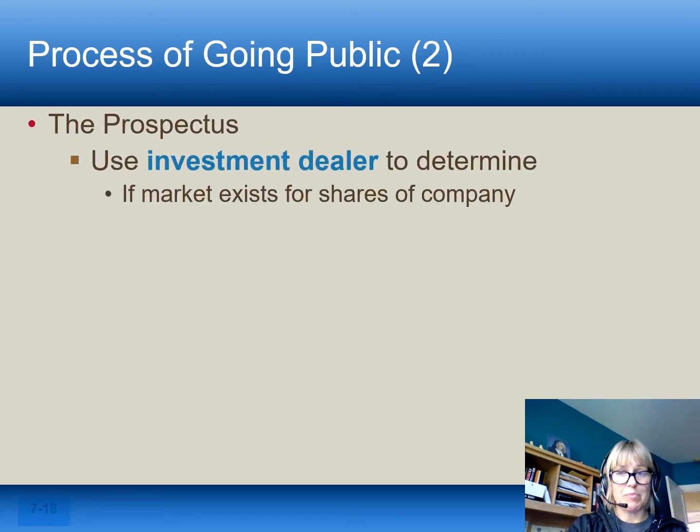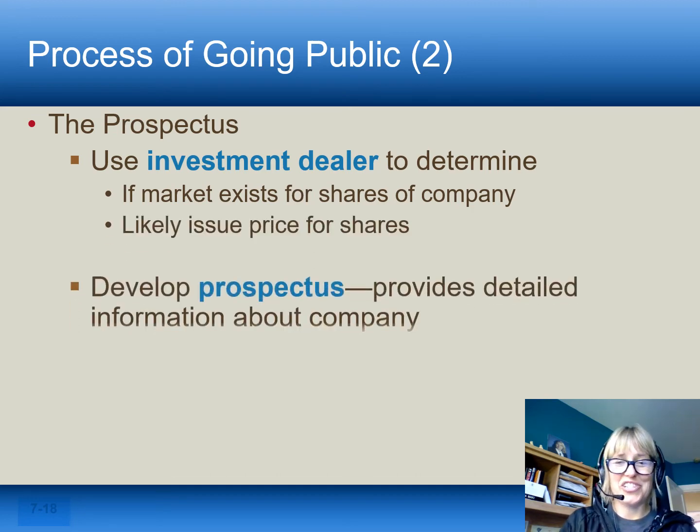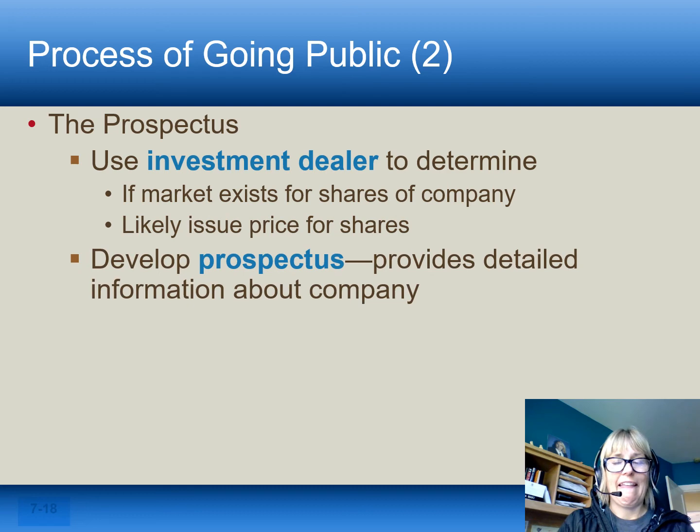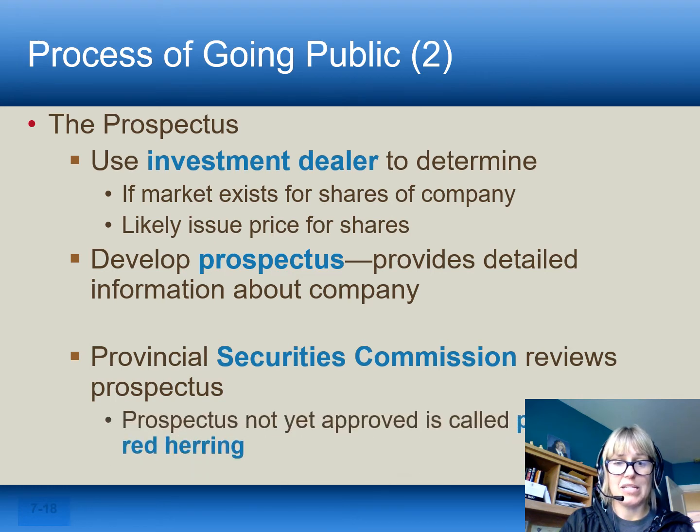So you issue a prospectus. You would use an investment dealer to determine if anyone would like to buy your shares and what you might price them at. The prospectus is a legal document providing detailed information about the company, which has to be reliable and verifiable. So it's an actual legal process to develop a prospectus. It's provided to the Securities Commission, who reviews it and makes sure it's accurate. They want to see evidence for some or all of the claims within the prospectus document.